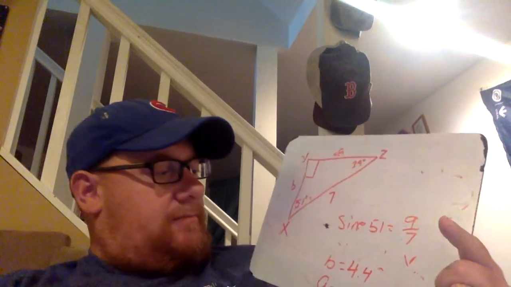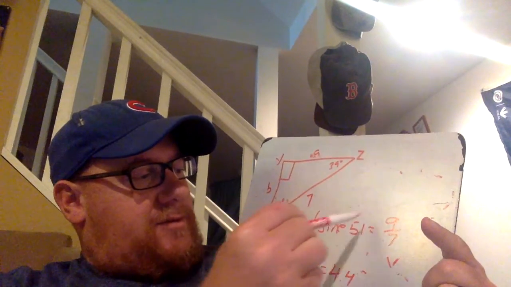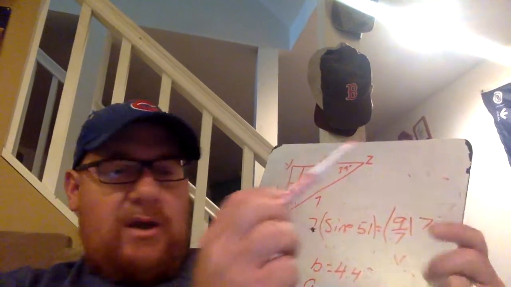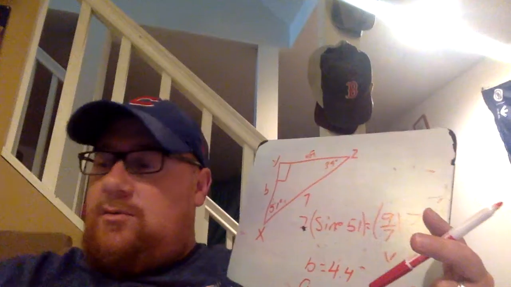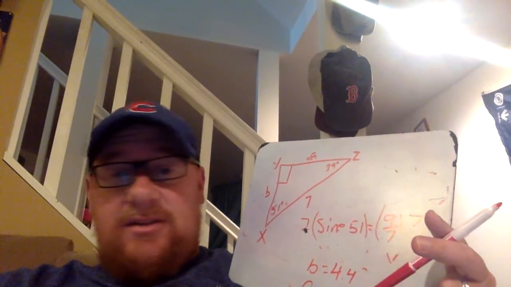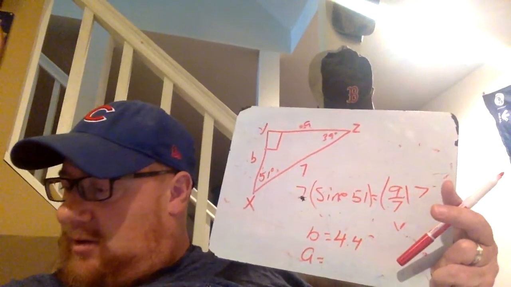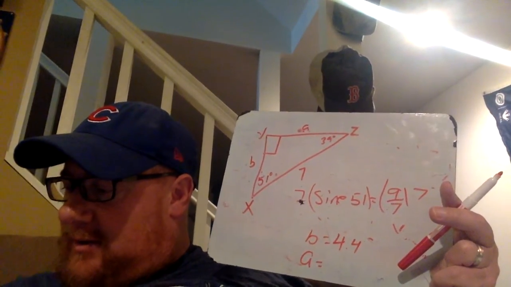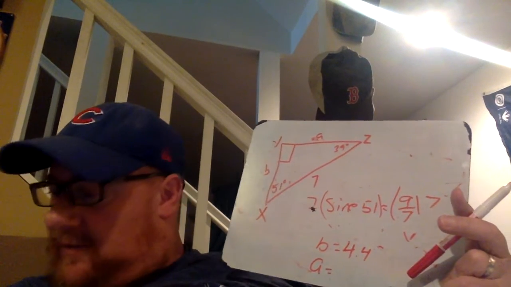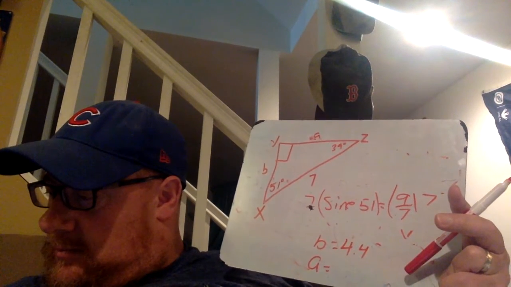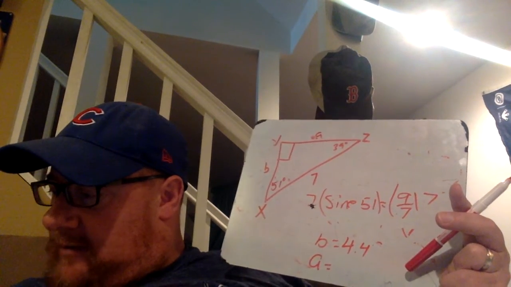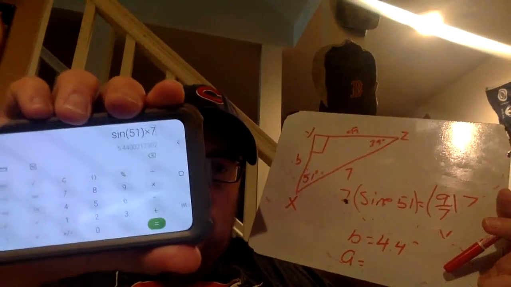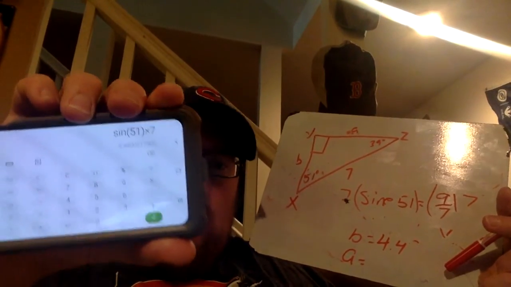Now you're going to do the same thing. You're going to simplify by multiplying by 7. Okay? And do that on your calculator. You can't do it in your head. That's what's great about this. You cannot do this in your head. You have to use a calculator. So if we do our same process, sine 51 times 7 equals. This is what it should look like. And you get 5.4.